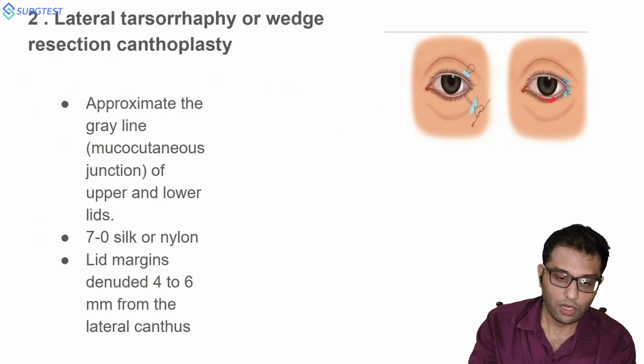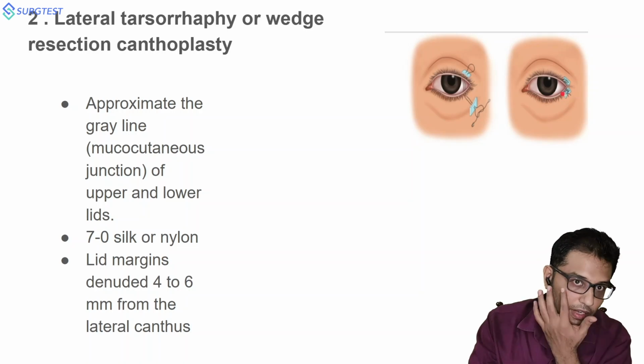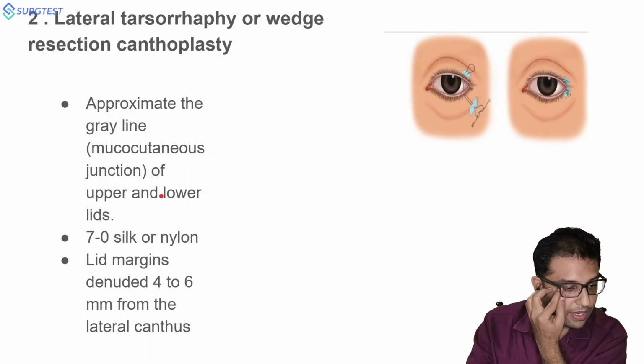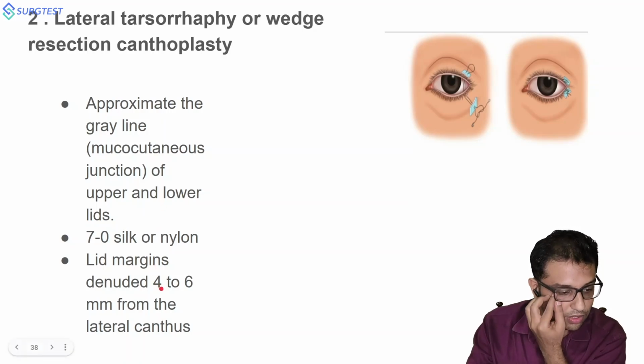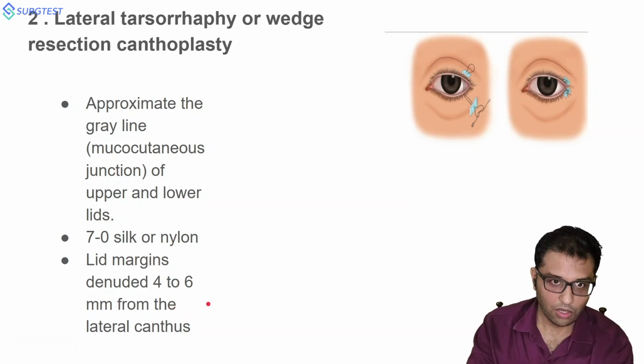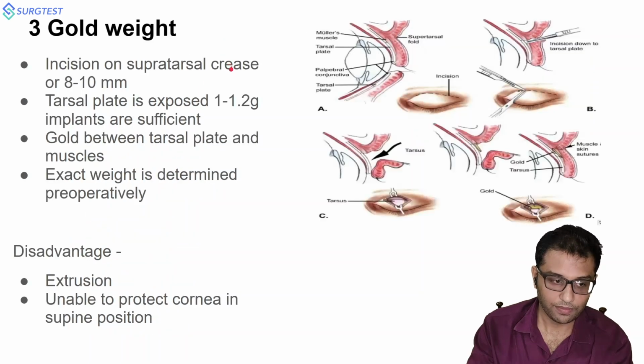It is useful to prevent dryness of the eyes. So basically, on the lateral part of the eye, we suture the upper and lower lid together so that 4 to 6 mm of the margin is decreased. If 4 to 6 mm of this margin is decreased, then the dryness or the keratitis can come down. So we use 7-0 silicone nylon for that, and 4 to 6 mm from the lateral canthus is reduced. So suturing occurs at the gray line or the mucocutaneous junction of the upper and lower lids. It is also called lateral tarsorrhaphy.